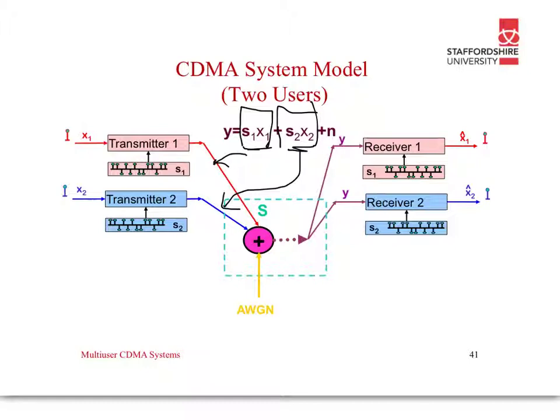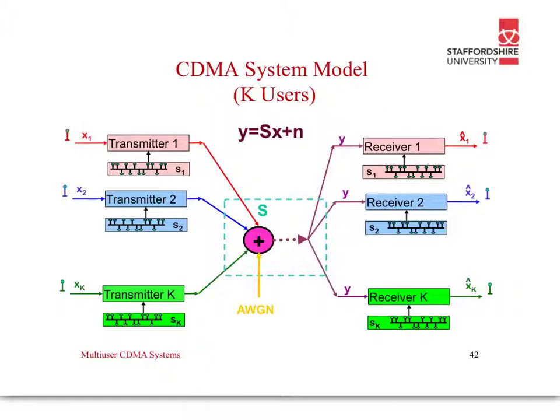And then at the receiver, if we multiply Y by the respective code, then we should be able to recover X3. Now if we have a different code and that wasn't transmitting any message, then we should recover random noise until we have K users, or the Kth user, and it has its own unique code. Then we show this as y equals Sx plus n.